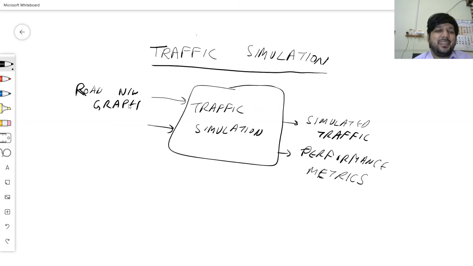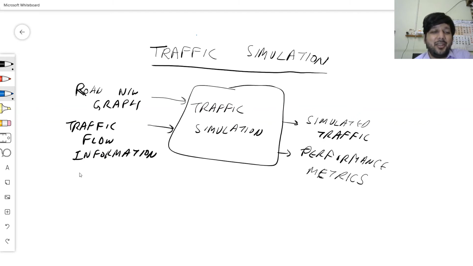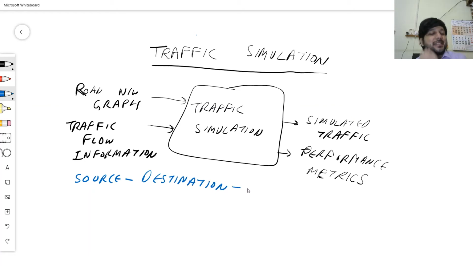Now, the second thing that I also require as the input is the traffic flow information. In all the simulations that we've done, we had something called the source of every agent and the destination of every agent. And our simulation so far started at absolutely any point of time, but what I also need is at what time the person is at the source.